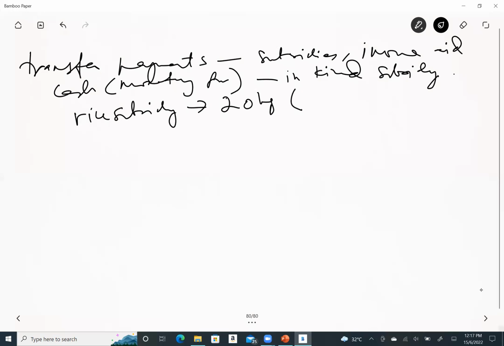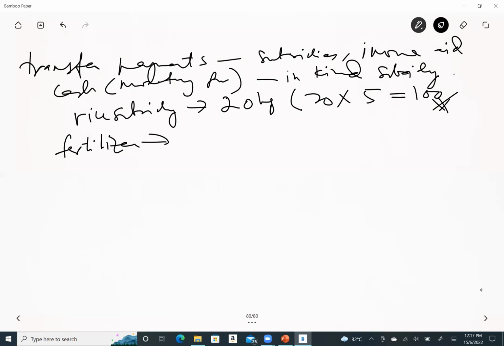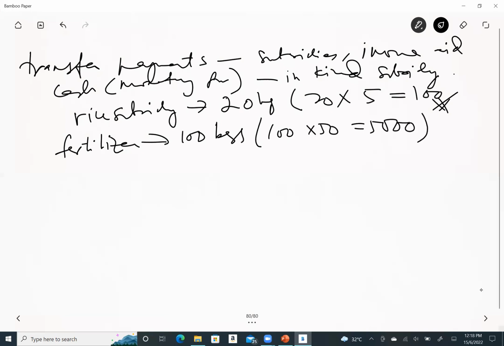Okay, so what you do, you get the market price of the rice. So 20 times, let's say, 5 ringgit per kilogram. So that is equal to 100 RM. So that is your income, 100 RM. Or you get fertilizer subsidy. Okay, fertilizer. So what is the market value of that fertilizer? Let's say we are given 100 bags. So 1 bag is 50 ringgit. So 100 times 50, that is 5,000 already. So that is income. Okay. So transfer payment, whether you receive it in cash or in kind, that will be considered as income.